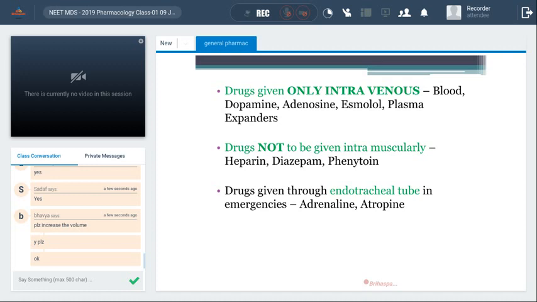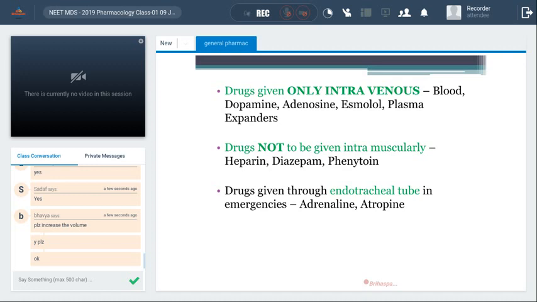It can never be given by IM route because these drugs will produce hematoma in the muscle, or you cannot predict their absorption. Clear? How it is absorbed into the systemic circulation, you cannot predict. Either it is too high or too low. And you also have diazepam. Diazepam, which is a benzodiazepine, is generally given by oral route or at the most IV. It's never given by IM route. Even phenytoin, which is an anti-epileptic, should never be given by IM route because all these drugs will result in muscle hematomas.